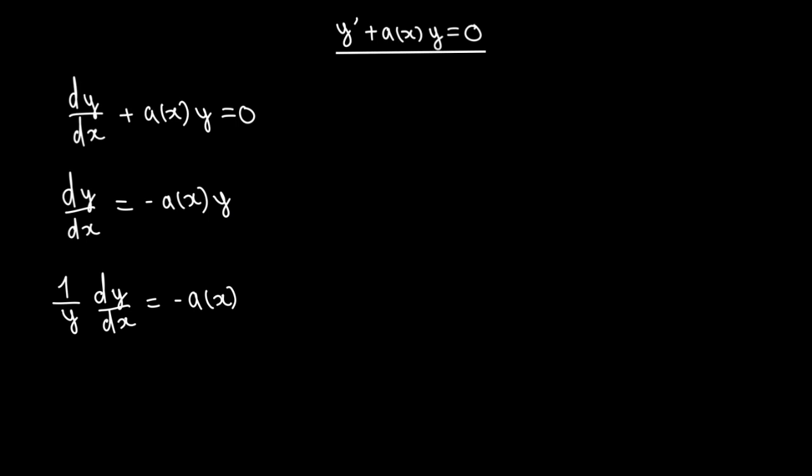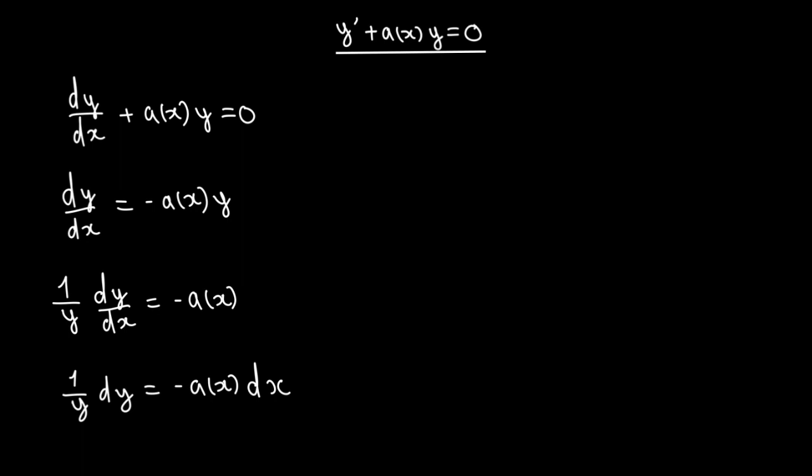But as we can see, if y was equal to 0, it would be a trivial solution to this differential equation. Indeed, we would have y prime, which would be 0, plus a of x times 0, which is equal to 0. So y is equal to 0 is a trivial solution. So we're not interested in that, and therefore we can divide by y. And now if we multiply by the dx, we have 1 over y dy is equal to negative a of x dx.